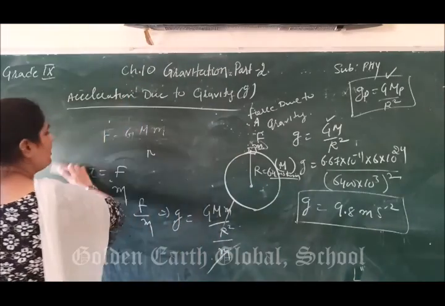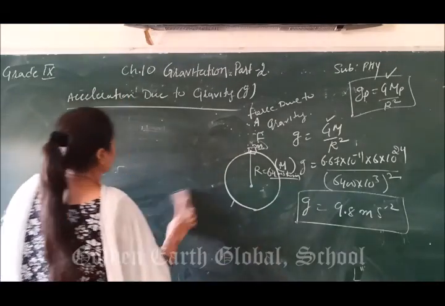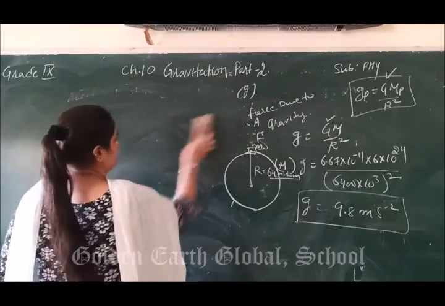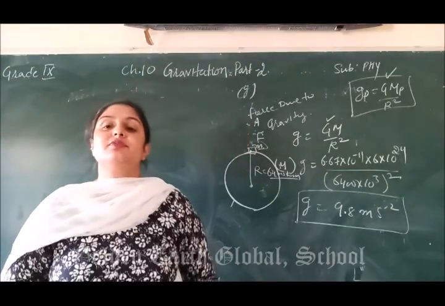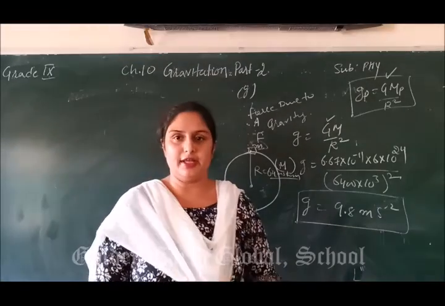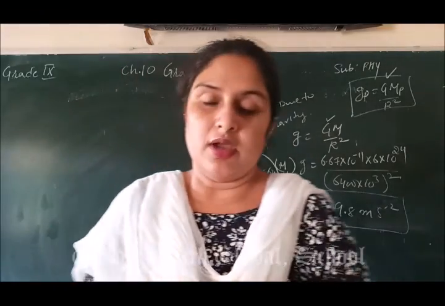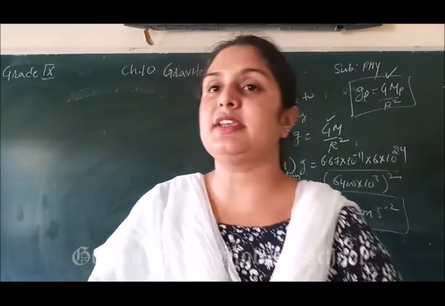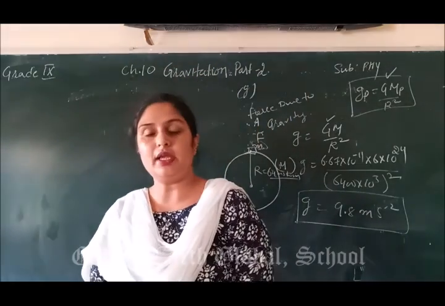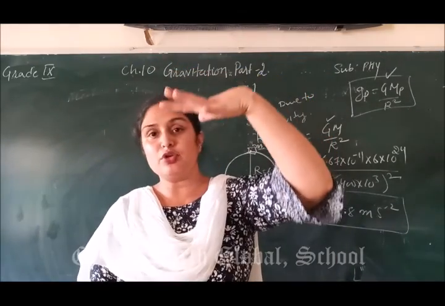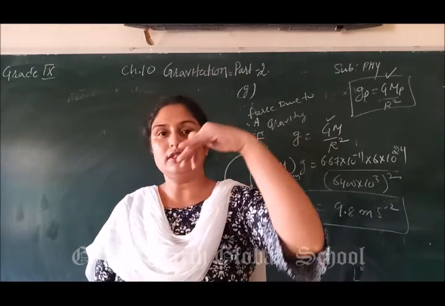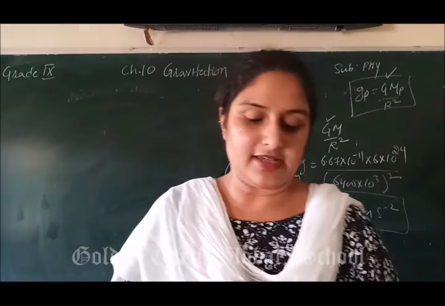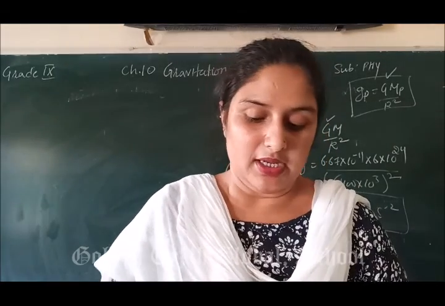Now next, the acceleration due to gravity is not constant. Small g is not constant. Small g varies with the height, and varies with the depth. If you move to a particular height, the acceleration due to gravity is going to decrease. Similarly, if you move inside the earth, in that case also the acceleration due to gravity is going to decrease.